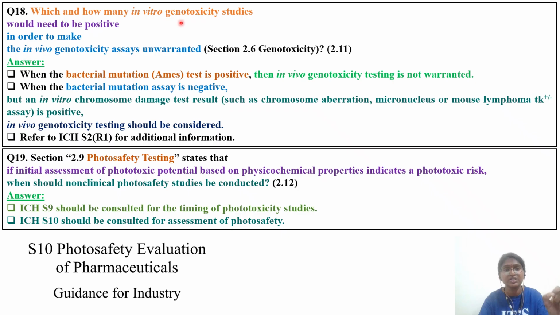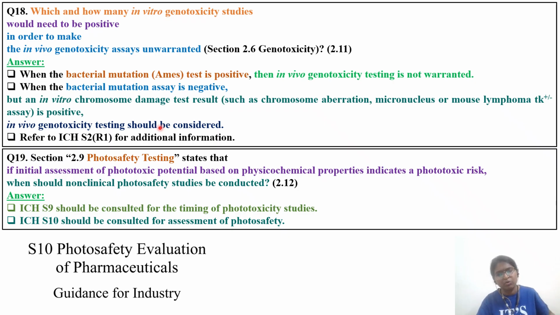So see what the question is: which and how many in vitro genotox studies would need to be positive in order to make an in vivo genotoxic assay unwarranted. So now there is a comparison between in vitro assay and in vivo assay. Whatever I spoke just now is in general. When the Ames assay, that is the bacterial mutation test, is positive, the in vivo genotoxic test is not warranted. If the Ames assay is positive, no need of doing an in vivo test like micronucleus. When the bacterial mutation test is negative, but an in vitro chromosomal damage test, such as the chromosome aberration test, micronucleus test or mouse lymphoma TK assay, is positive, an in vivo genotoxic test should be considered. So that is the thing.